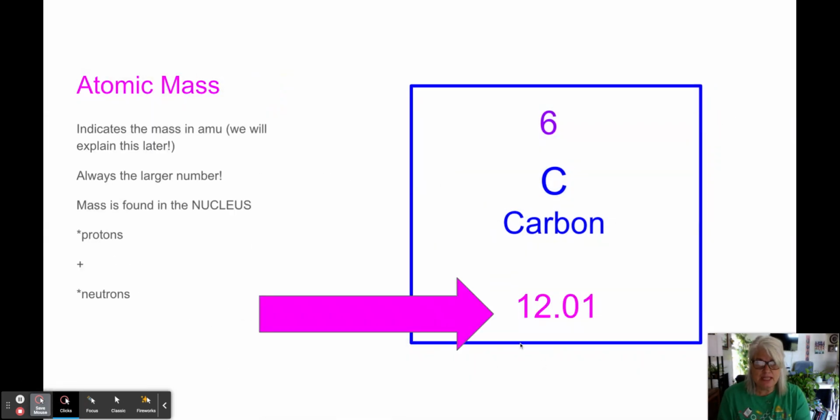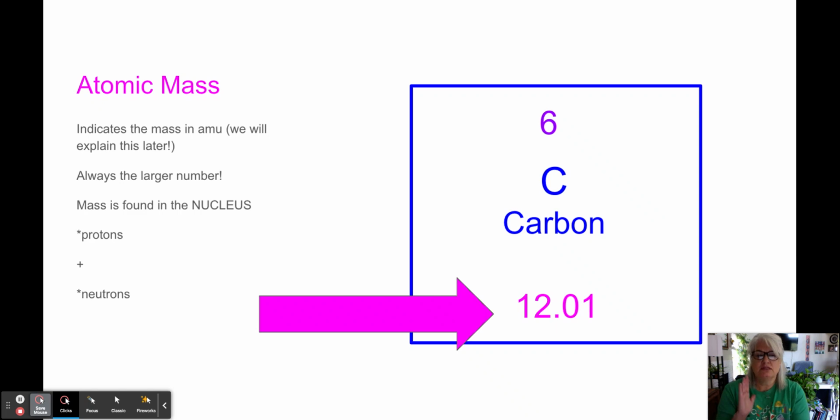Okay, atomic mass is on the bottom. This is the last thing I want you to know about the periodic table for this lesson. So notice it's a decimal. We're going to go into why it's a decimal down the road. And the mass is in something called AMU, which we'll also go into down the road. Just remember that the atomic mass is always the larger number. So if you notice, carbon is 6 and the mass is 12. This mass is calculated based on the number of protons plus neutrons. So you add them together. So this is the mass of the nucleus.